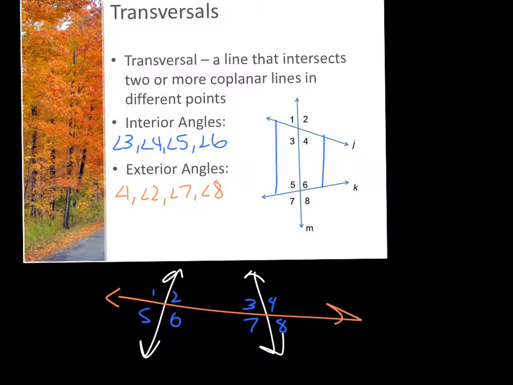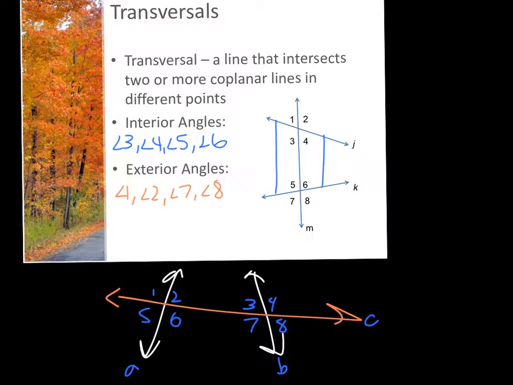Okay, the two lines don't always have to be running left to right. So this time, if this was A, this was B, and this was C, which one is my transversal? C. Which angles are interior? 2, 3, 6, and 7. Exterior? 1, 4, 5, and 8. Good. Questions on that? Anybody still copying?